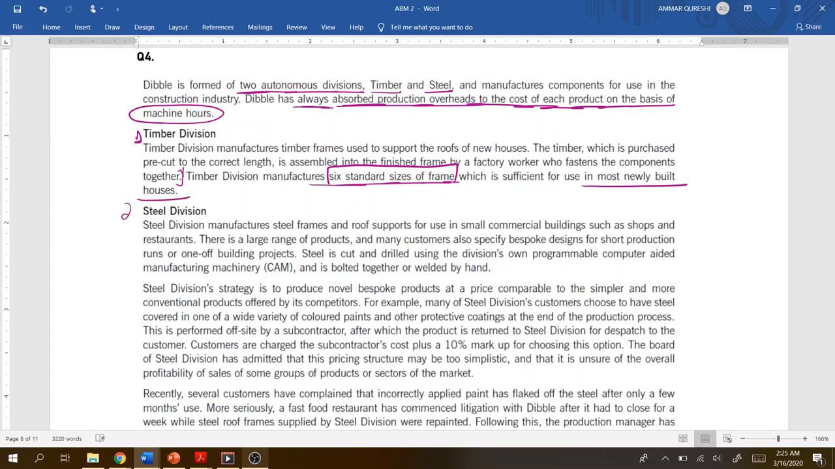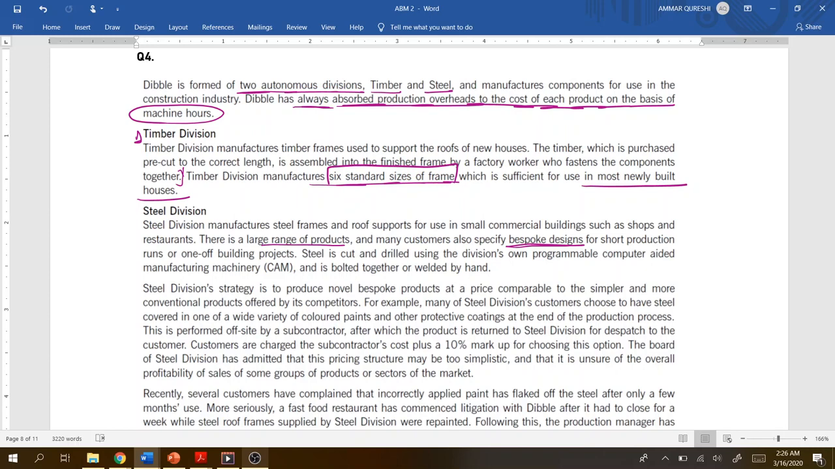Now, what about the second division, which is the steel division? Steel division manufactures steel frames and roof supports for use in small commercial buildings such as shops and restaurants. There's a large range of products, and many customers also specify bespoke designs. Now, bespoke design means what? This means that the company is not preparing a standard product. The company does not have a standard design. Whatever the customer's requirement is, we usually try to provide that requirement. All right. So customers also specify bespoke designs for short production runs or one-off building projects.